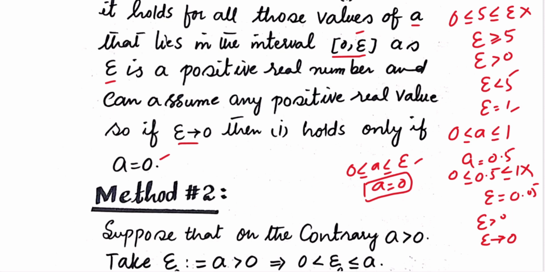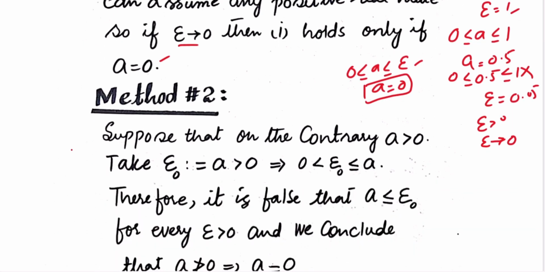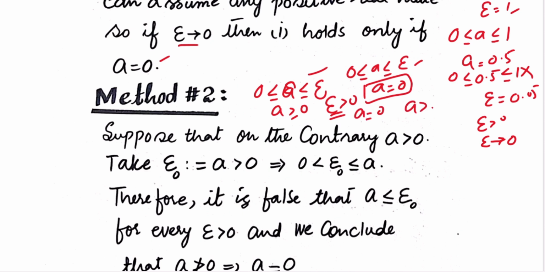Method number 2 is a simple and very easy method. We have to show that in the given inequality 0 less than or equal to a less than or equal to epsilon, if this inequality holds for every positive real number epsilon, then it must be that a is 0. As a is greater than or equal to 0, there are two cases: a is greater than 0 and a is equal to 0.